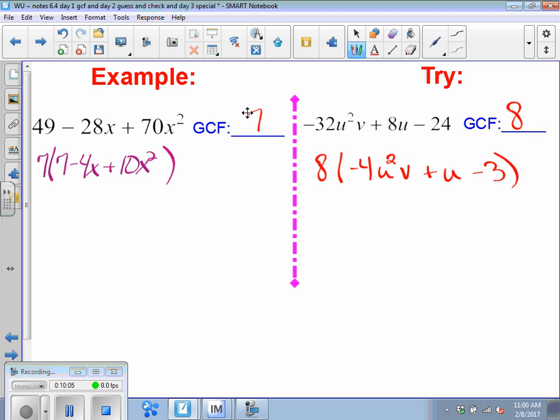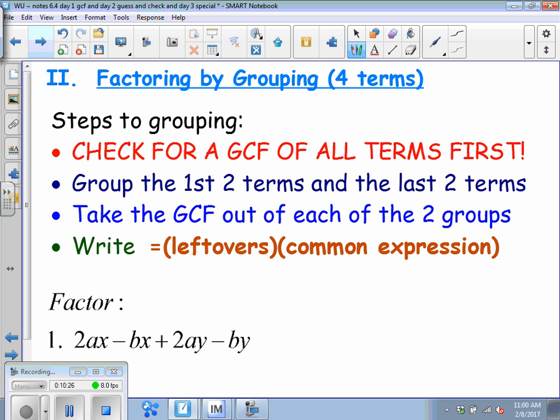Everybody good? Okay, so anytime you see a polynomial and you have to start factoring it, check your greatest common factor first. First of all, it shrinks everything down to smaller values, makes it easier to work with. Okay? Now let's look at method number 2. Now this is when you have 4 terms. Anytime you see something with 4 terms, you're going to automatically think, I'm going to check to see if I can group them.